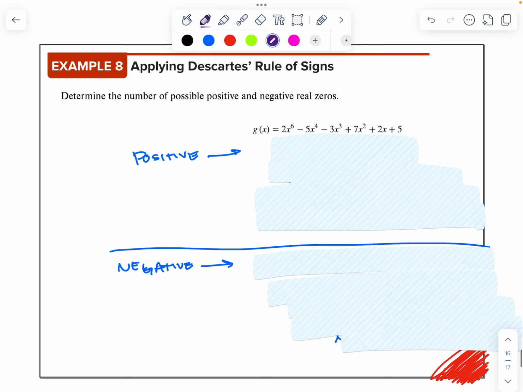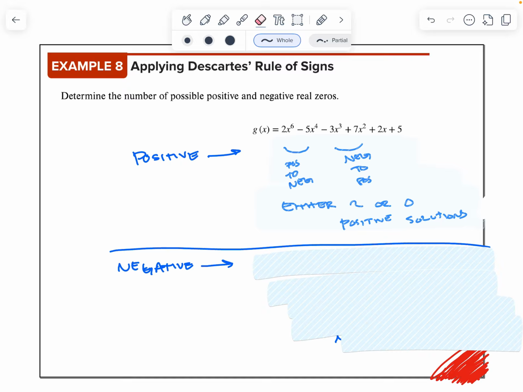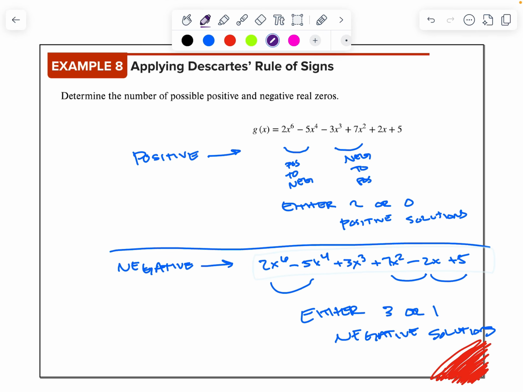Determine the number of positive and negative real zeros. All right, see what you can do here. How many possible positive and negative zeros are there? Here, the sign only changes twice, so there are either 2 or 0. Remember, you're going down by 2 every time, so there are either 2 or 0 positive solutions. Negative solutions. We change all the odd exponents. That sign changes 3 times, so there's either 3 or 1 negative real solutions, right?